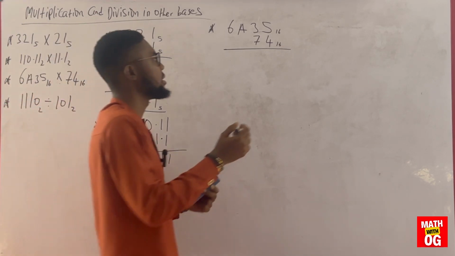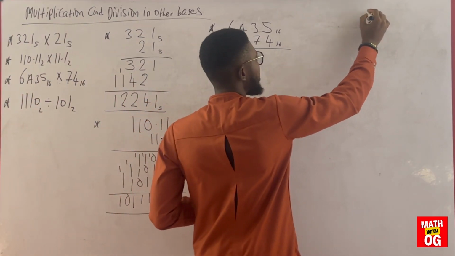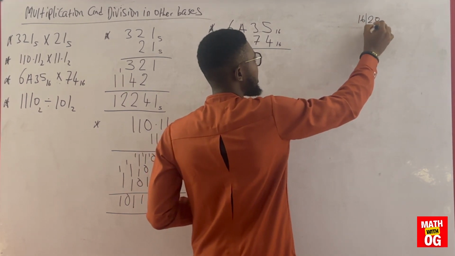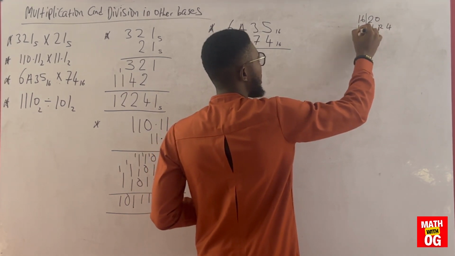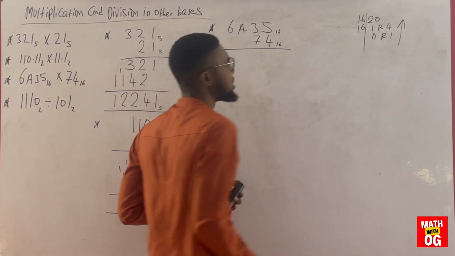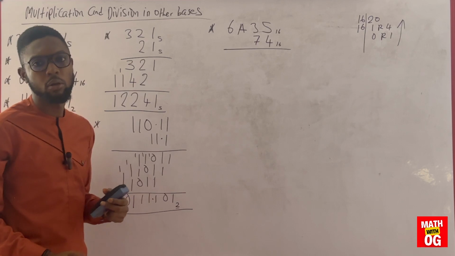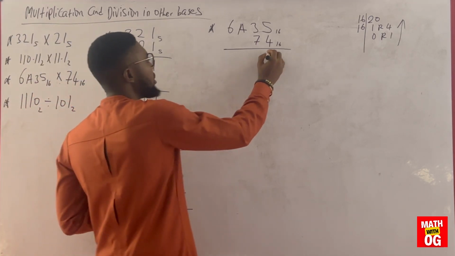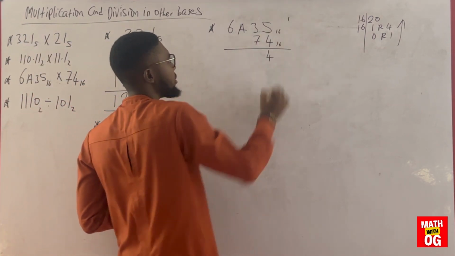Now what is 20 in base 16? So I can do that here. 16 into 20 is 1, remainder 4. And 16 into 1 is 0, remainder 1. So 20 in base 10 is 1, 4 in base 16. So we'll put down 4, carry 1.